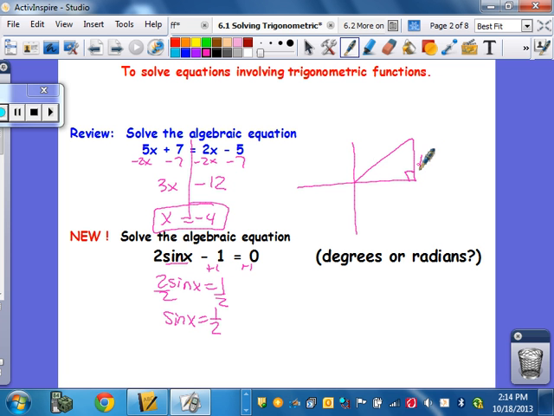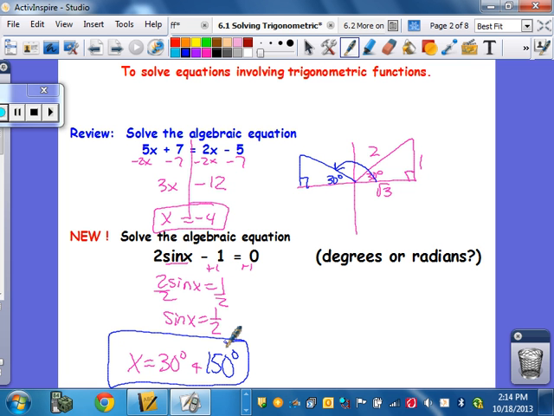So I know it's 1/2, so that's the square root of 3. So I know that's a 30-degree angle. Okay, so I know one of my answers is 30 degrees. Okay, where's the other one? Where else is sine positive? In quadrant 2. And it's the same reference angle, but your answer goes from home base. How far away is that from 0 degrees? 150 degrees. Okay? Now these could be in degrees.